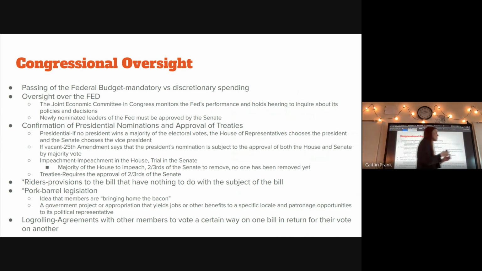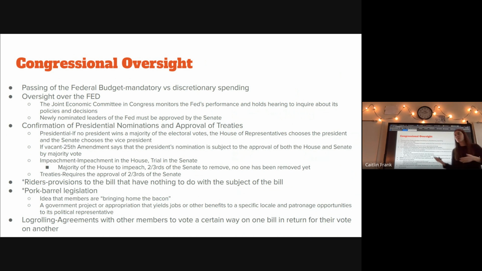Riders. Riders are add-ons to bills that have nothing to do with the bill itself. I mean, we just saw the bill for foreign aid pass Congress just like last week. And within that bill, there was a stipulation to ban TikTok if the Chinese company didn't sell TikTok to another owner. That doesn't directly tie to foreign aid to Ukraine or humanitarian aid to Gaza. It was an add-on to it.